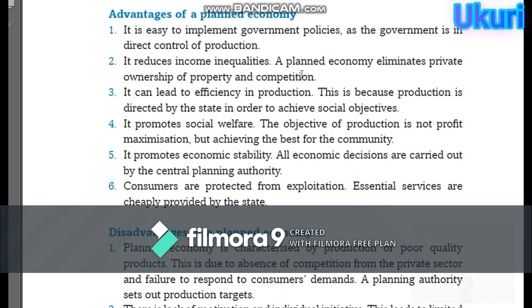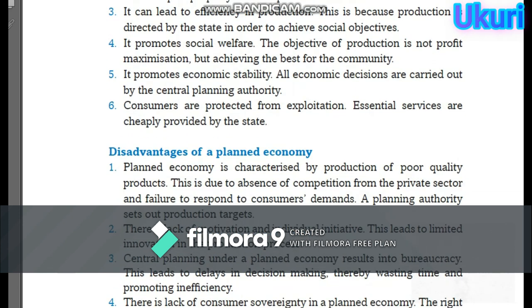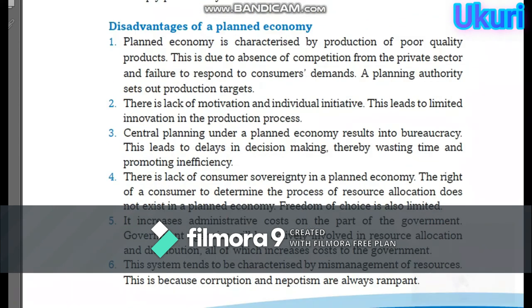So advantages of planned economy: it is easy to implement government policies as the government is in direct control of production. It reduces income inequalities. It can lead to efficiency in production. It promotes social welfare. It promotes economic stability. Consumers are protected from exploitation.